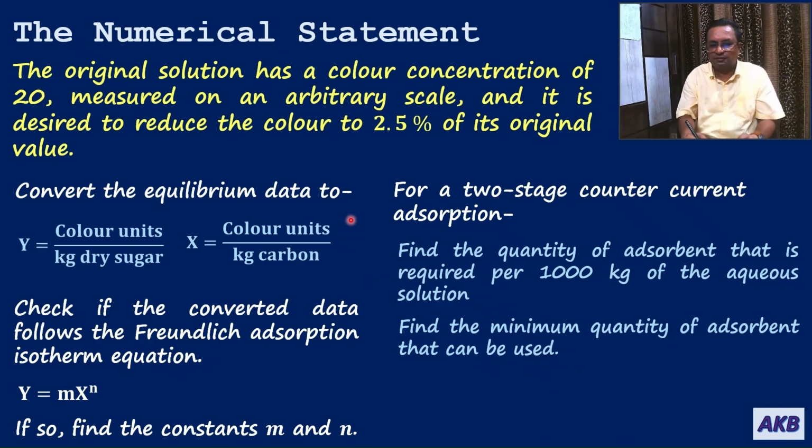So we have many tasks to complete in this case. First, we have to convert the equilibrium data to the required form. Then we have to check whether the converted data is following the Freundlich adsorption isotherm equation. If it is so, we are supposed to find out the values for these constants m and n. Then for a two-stage countercurrent adsorption, if the feed solution is 1000 kg, what is the quantity of adsorbent that is required in the operation? And then in this case, what is the minimum quantity of adsorbent that can be used?